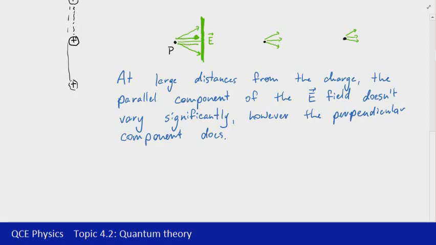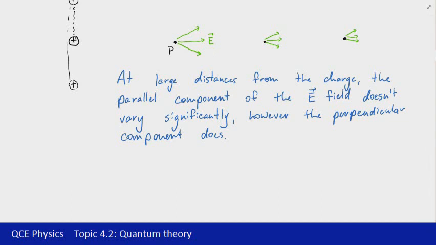Likewise, there isn't a significant change in the parallel component for when the direction changes in the downwards direction. However, you can see that there is a fairly significant change in the direction of the perpendicular component. So you can see there that it's pointing up in one orientation and down in the other. So we get some fairly significant changes in the perpendicular component, but not really much of a change in the parallel component.